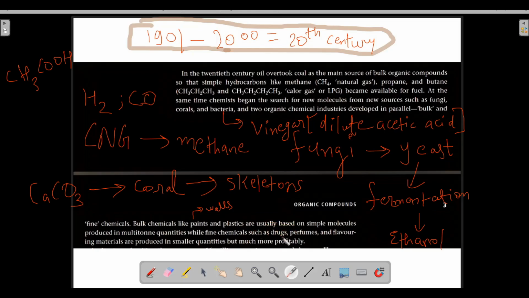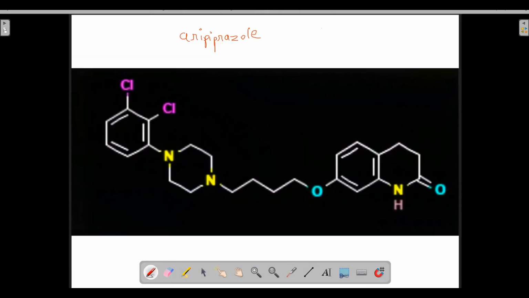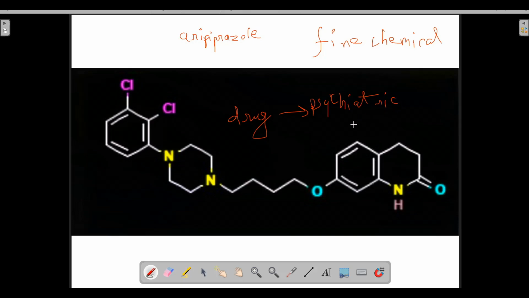What are fine chemicals? Fine chemicals are drugs, perfumes, flavoring materials. One example of a fine chemical is over here. The example is aripiprazole. The structure of aripiprazole is given here. It is a drug. It is a psychiatric medicine. So it is used to treat brain disorders.